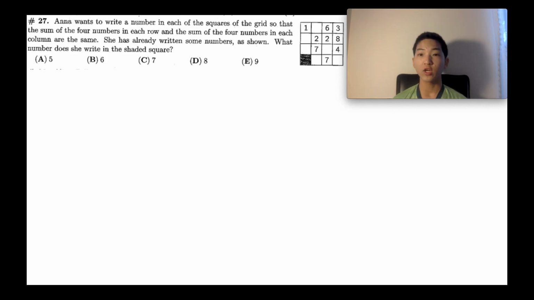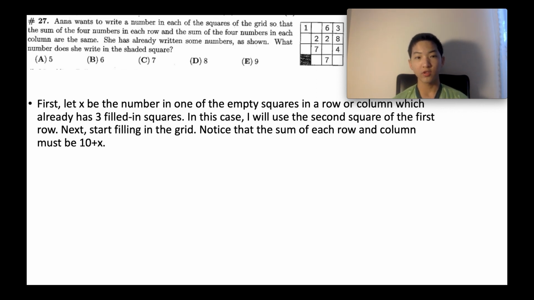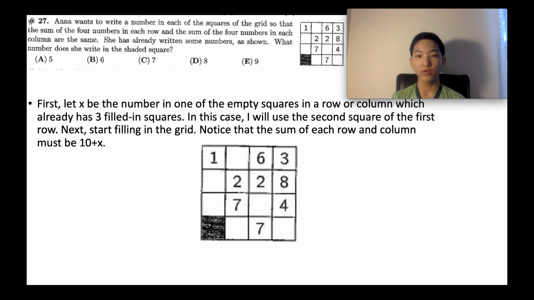We're now on question 27. So first, let x be the number in one of the empty squares in a row or column which already has 3 filled in squares. In this case, I'll use the second square of the first row, which is where I put x in the grid. So now we can start filling in the grid. Notice that the sum of each row and column must be 10 plus x for our case. If you choose a different row or column to place your x, it may be different. So the 10 plus x is gotten by adding together all of the elements of this row. Right here, that's 10 plus x.